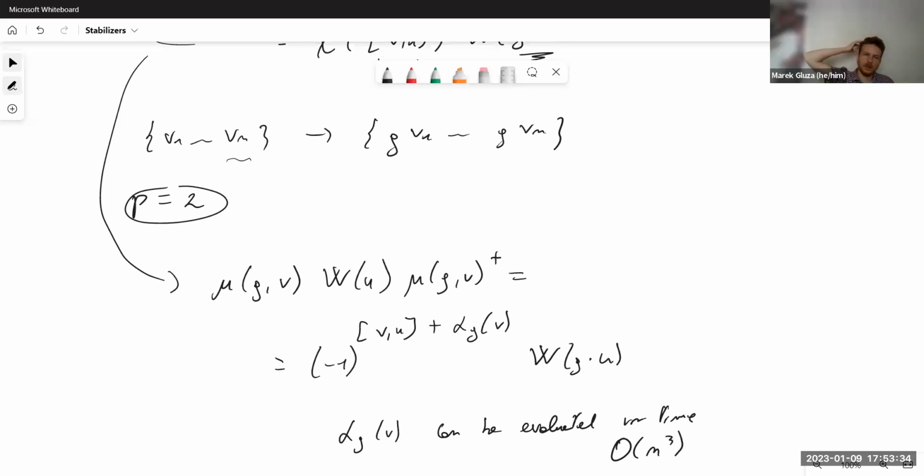Okay. And of course, this is true also for qubits, because actually it's even easier, because you don't have to evaluate the alpha function at this point. Yeah, I missed a little bit the measurements.